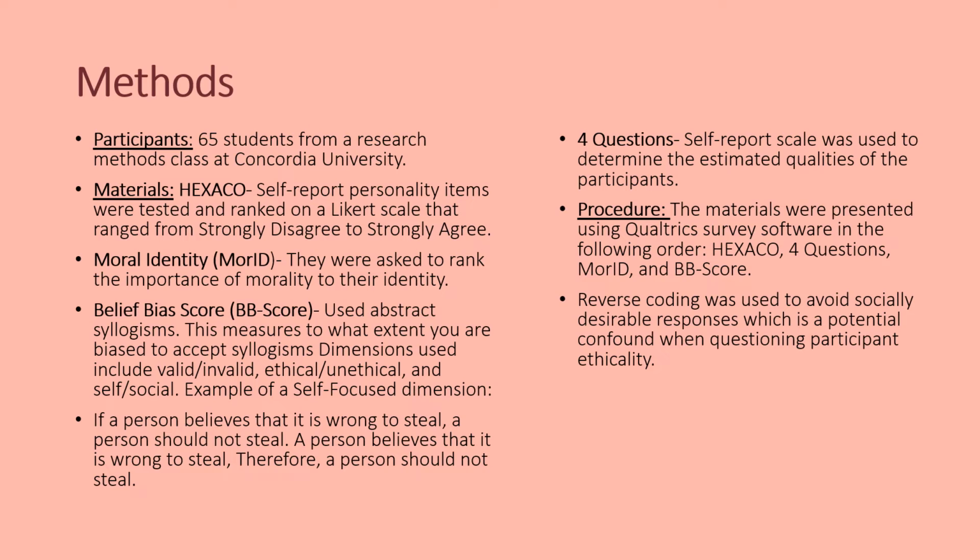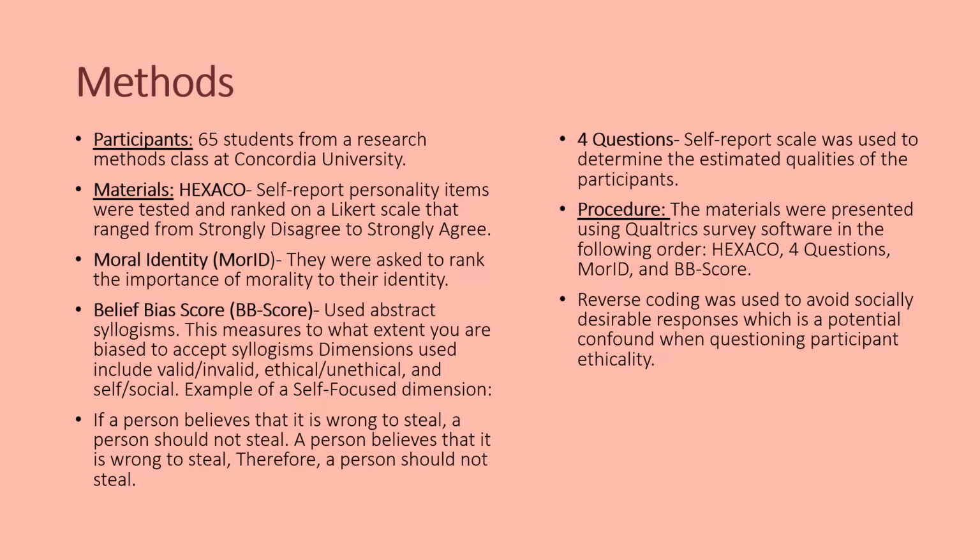So the study included 65 students from a research methods class at Concordia University. It should be noted that 5 students were removed from the study, leading to 60 participants being sampled for the study. For the HEXACO test, some of the keys were reverse coded so that participants were less likely to have a response bias. For moral identity, participants were primed by being asked to think about what it would be like to be a good person. They were then asked to rank the importance of morality to their identity. The 3 items were not modified specifically for the test.